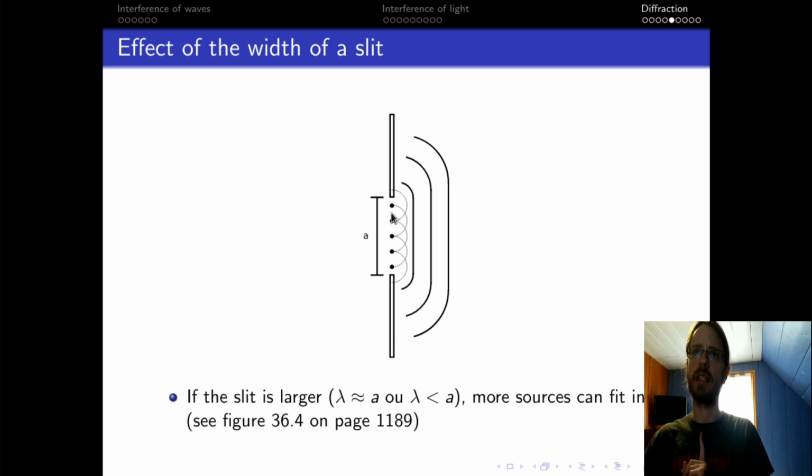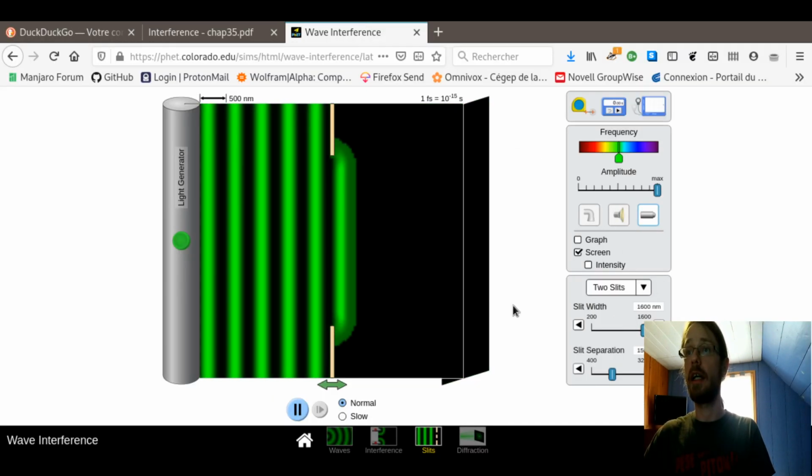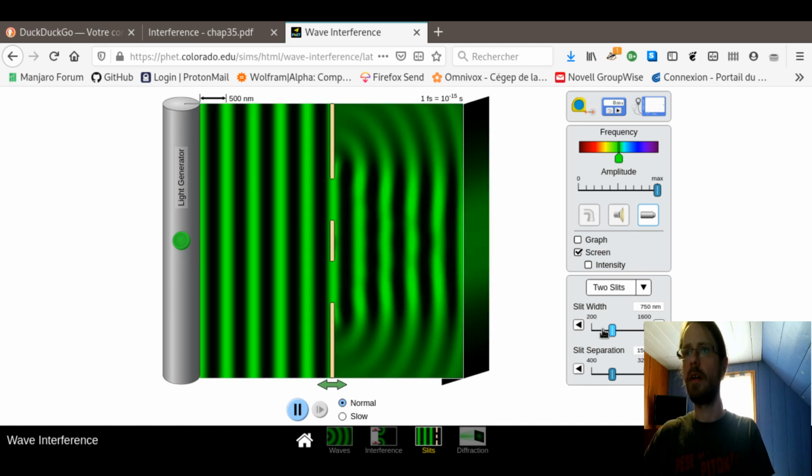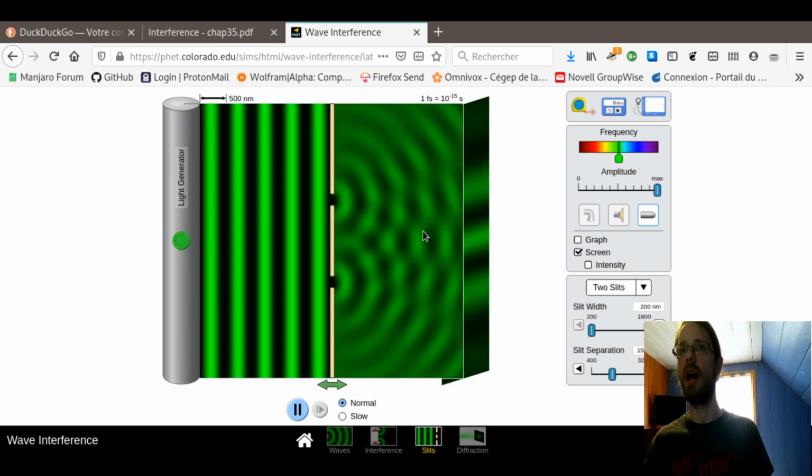If you take each one individually, it emits spherical wavefronts. So this is the spherical wavefront emitted by this source. This is the spherical wavefront emitted by this source. This is the wavefront by this source, and so on. However, when we are looking at a medium or part of the space in which we have a wave, what we see is not the individual waves created by each and every one of the sources, but the combination of all of these waves.